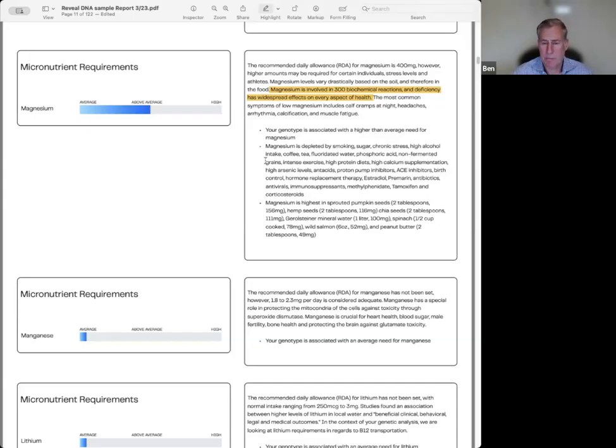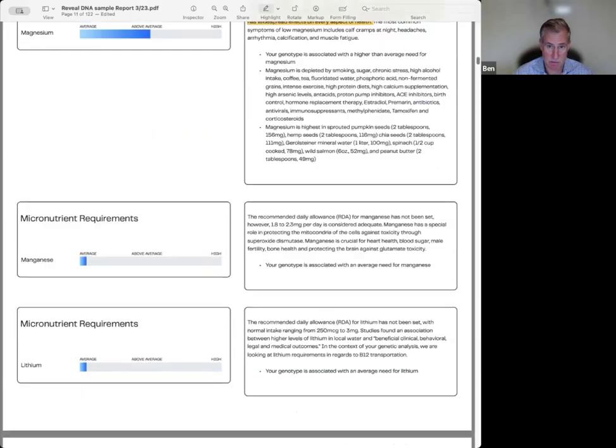So ideally, let's eat it. Pumpkin seeds, hemp seeds, chia seeds, mineral water, real mineral water, spinach, salmon, peanut butter, peanuts. So these are starts. And then also, if this person is high and presenting with any of these problems, or they're living with a lot of this stuff, might have to do some supplementation.